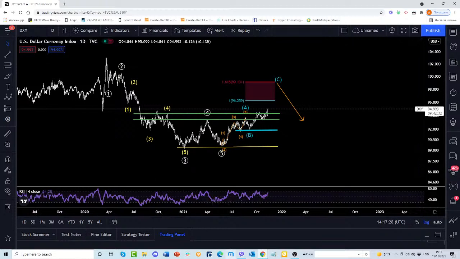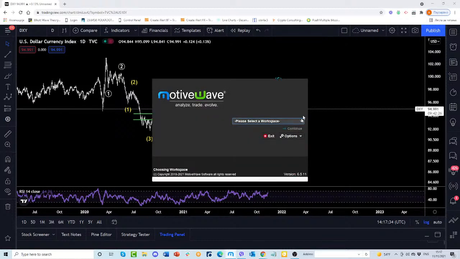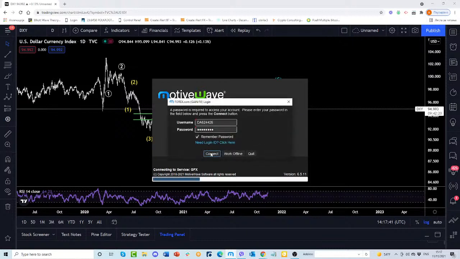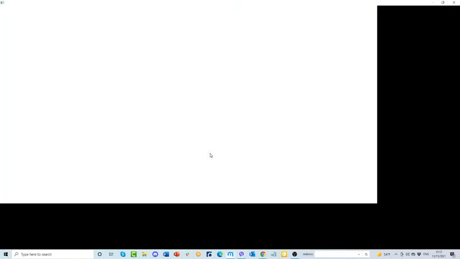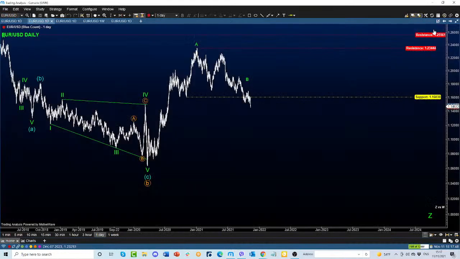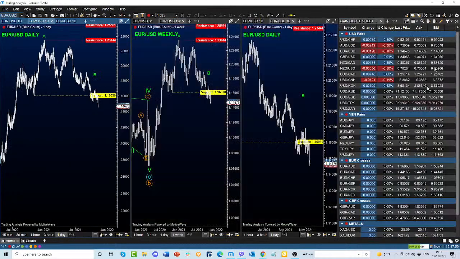So let's switch to gold. My old platforms on Motive Wave were closed when I restarted, so I'm going to bring them up. Let's look first at what's going on in gold. We were looking for the move up in the last Crypto Lab, and I think that move actually happened. So let's revisit the gold wave count.